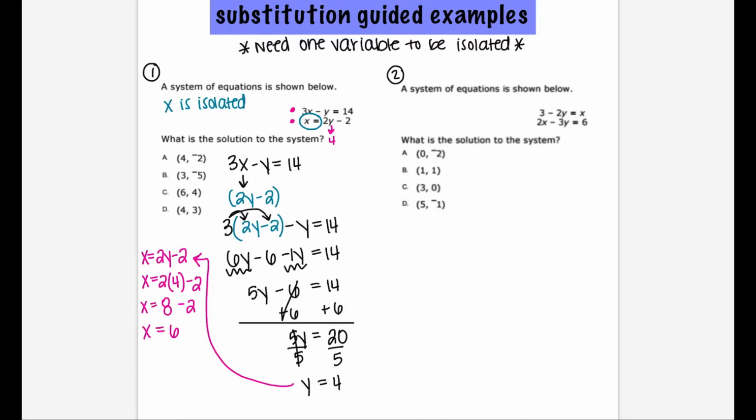All right, now notice our solution. Our solutions are points. Remember when we talked about graphing, your solution to a system is always the point where they intersect. So when we solve this system and we got x is 6 and y is 4, we can write that solution as a point. So our solution is the point (x, y). So x was 6, y was 4. And that's our final solution.